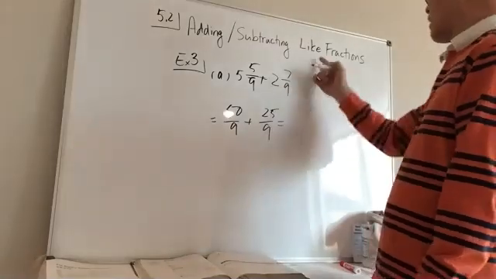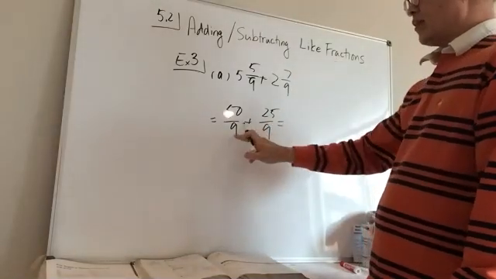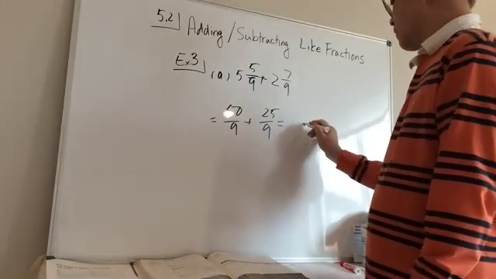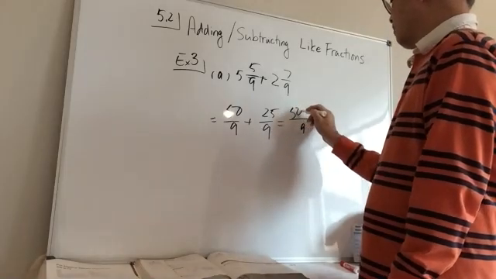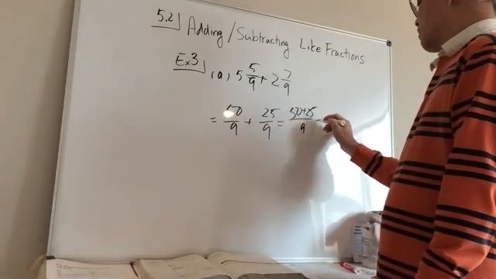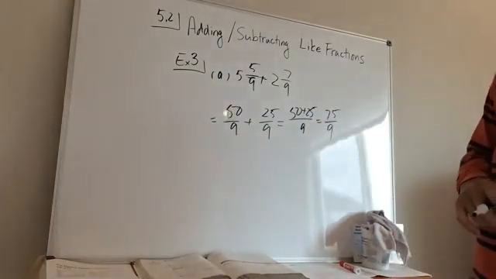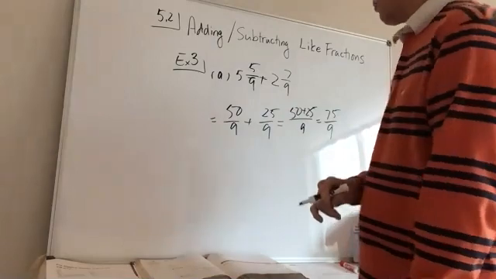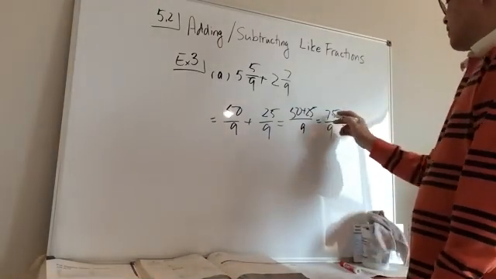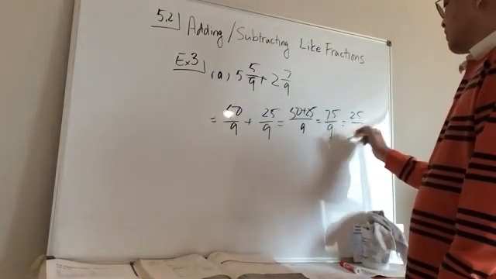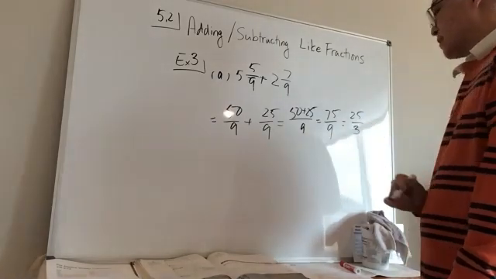I have like fractions. They're the same denominator. 50 plus 25, 75 over 9. Top and bottom are both divisible by 3. So if I divide this by 3, I get 25. I divide this by 3, I get 3.